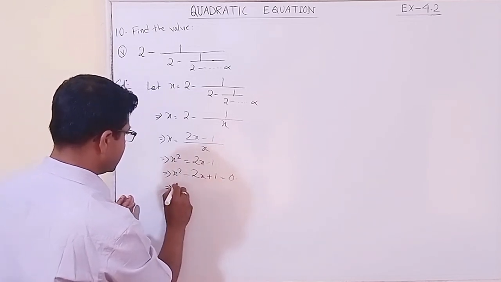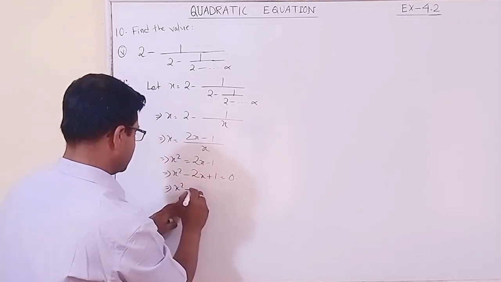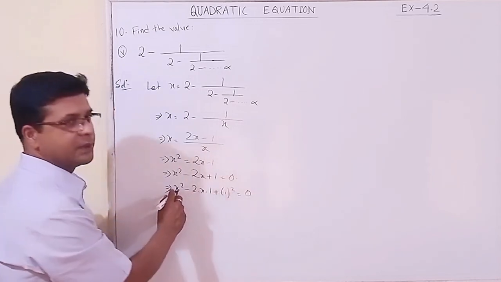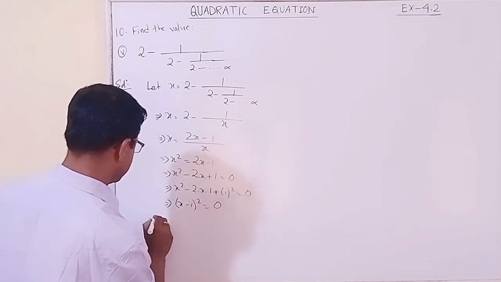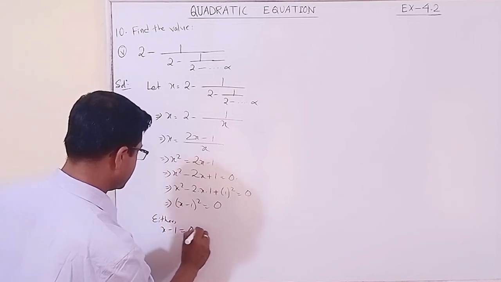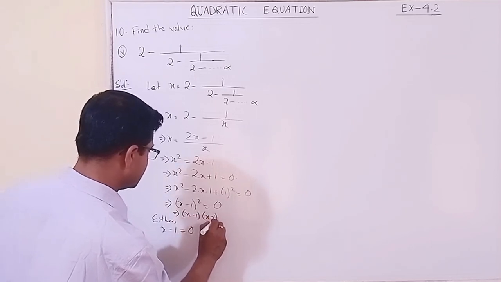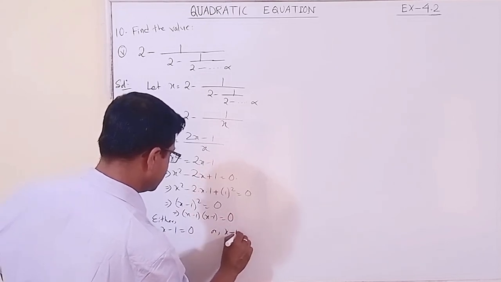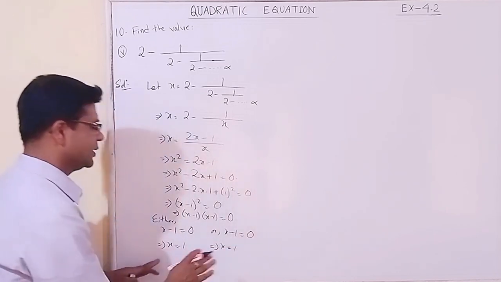This is of the form a square minus 2ab plus b square, which is x minus 1 whole square equal to 0. As it is a quadratic, there should be 2 roots. If you do not understand, it means x minus 1 into x minus 1 equal to 0. So either x minus 1 equal to 0 or x minus 1 is also 0. So x is 1, x is 1. In both cases the value of x is the same.